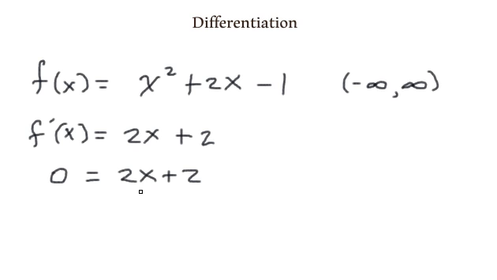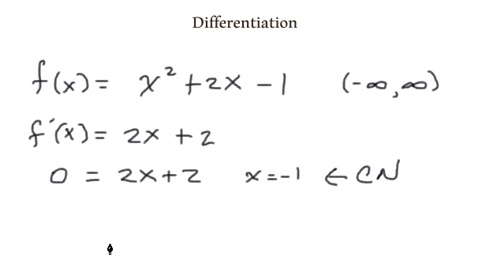So the solution in this particular one is -1. So x is -1. If you plug -1 directly in, you get 2 times -1 is -2, and -2 plus 2 is 0. So we're looking for the solutions to this equation. And I'm just going to label this as the critical number, Cn.